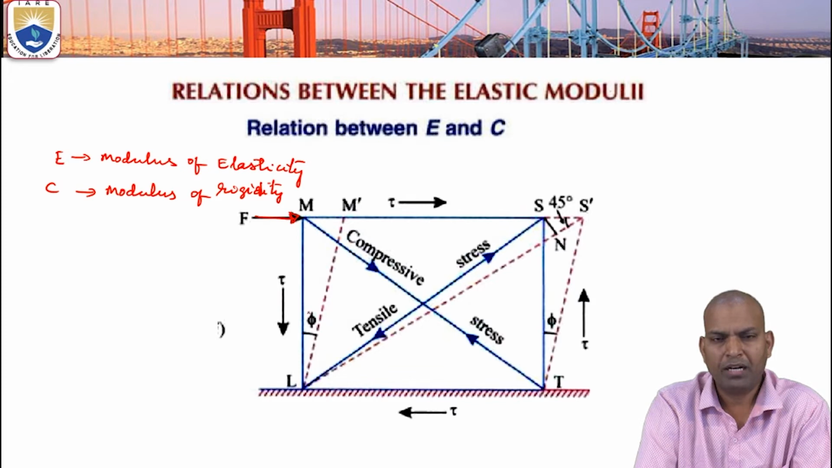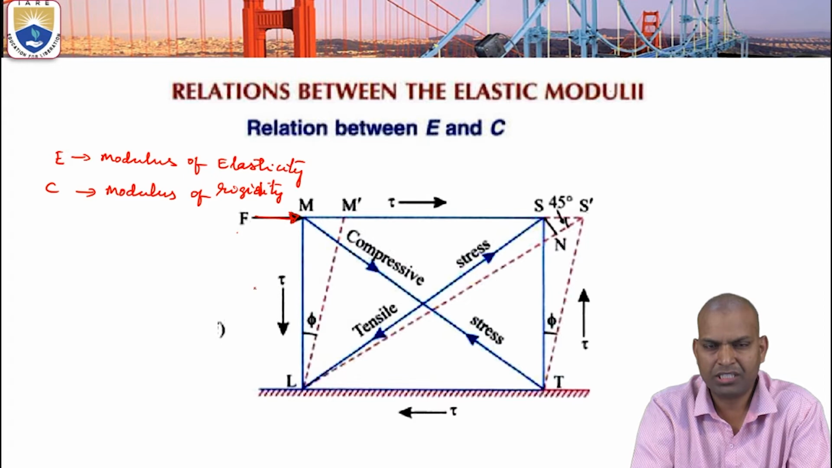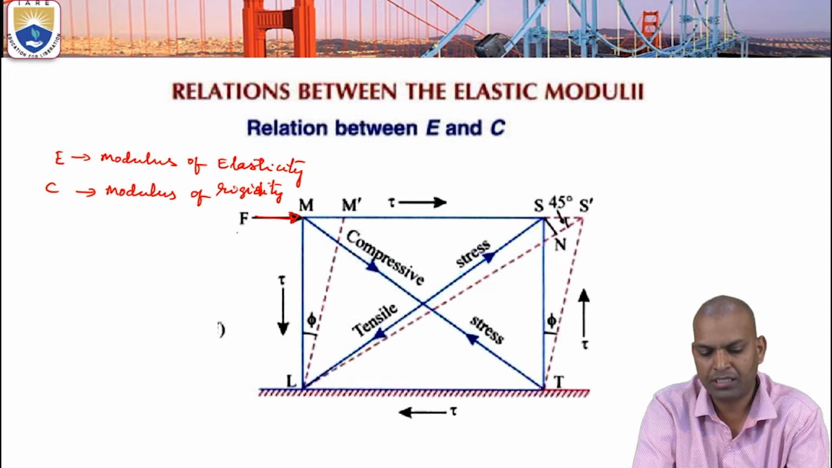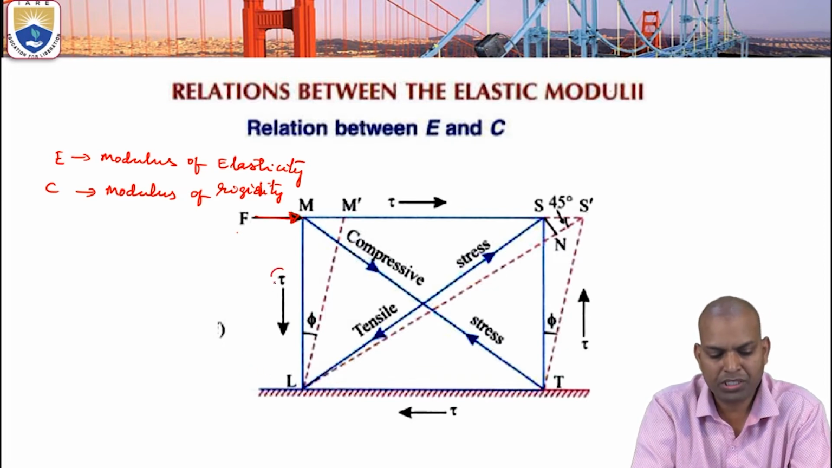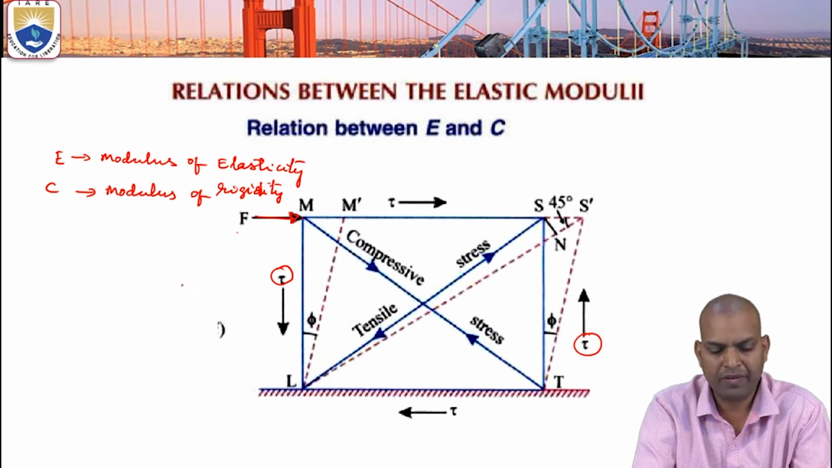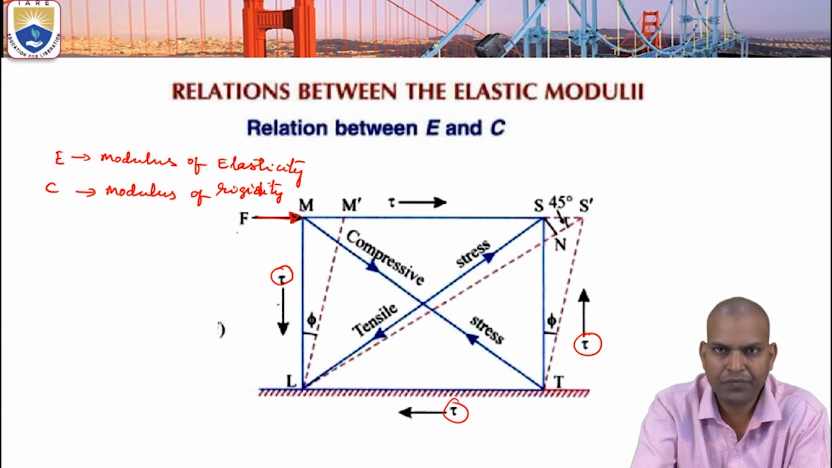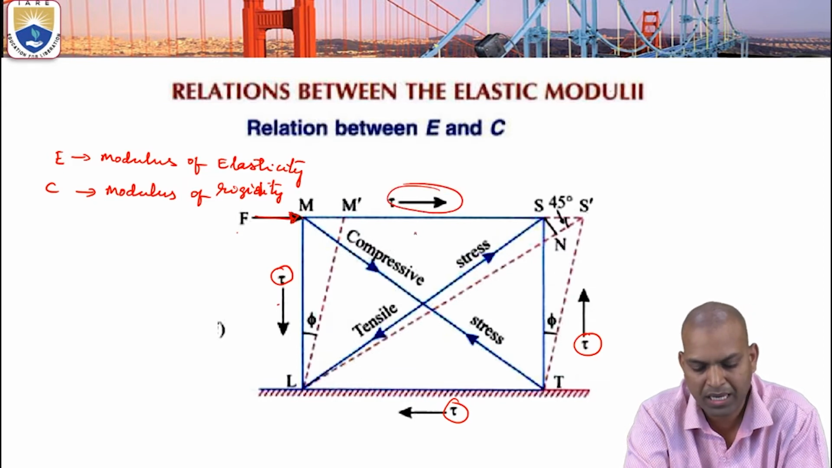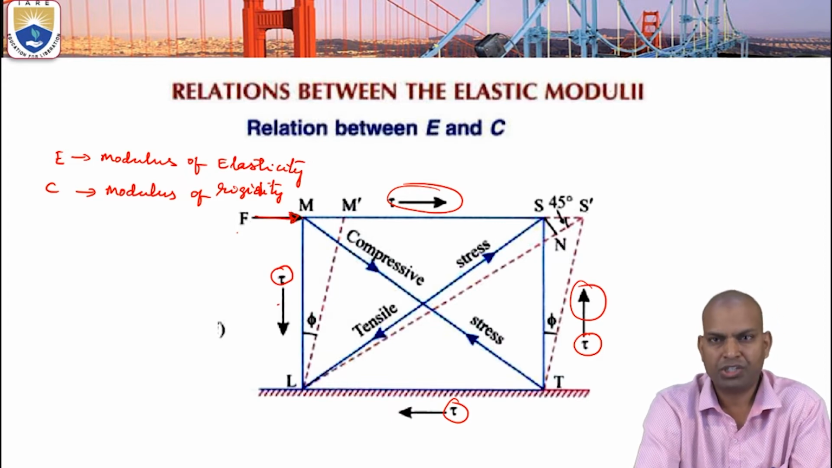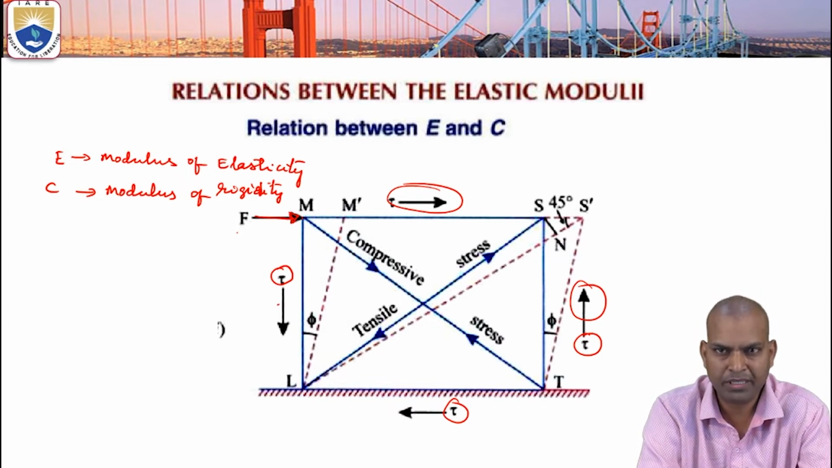Then because of applying the load F, complementary shear stresses occur on the surfaces LM and ST. The complementary shear stresses are here tau. The body should be in equilibrium, such that the complementary shear stress is balanced at the fixed end LT, and on the surface MS, the shear stress is balanced with ST. So these are the complementary shear stresses acting, after which it is in equilibrium.